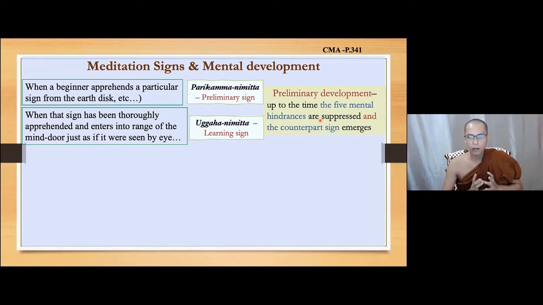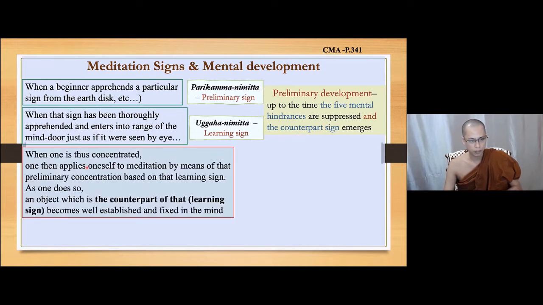Then, by the power of the concentration, the nimitta is promoted to the level of the counterpart sign. So applying one's meditative mind onto the learning sign again and again, when the concentration is developed strong enough, the counterpart sign appears. The appearance of the counterpart sign depends on the power of the concentration. Due to the promotion of the concentration, the meditation object is promoted from the learning sign to the counterpart sign.